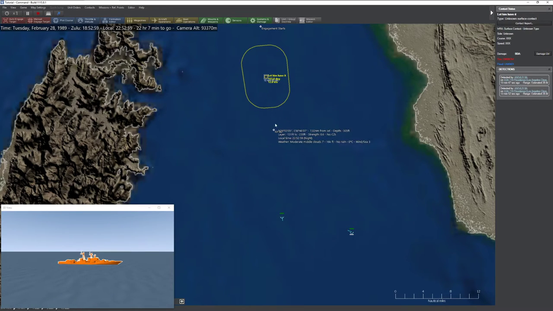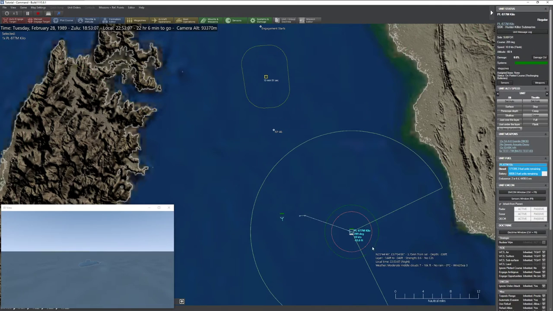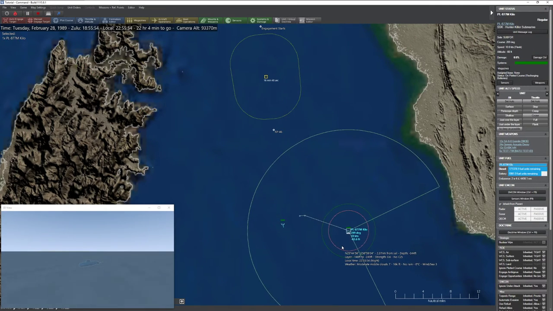Oh, I named him Let Him Have It. Whoops! I was supposed to name that Let Him Have It. Keep in mind, this was 13 minutes ago. He would have traveled to about this point in that amount of time. So again, distance over time. Okay, come on, Kilo. Get in a position.